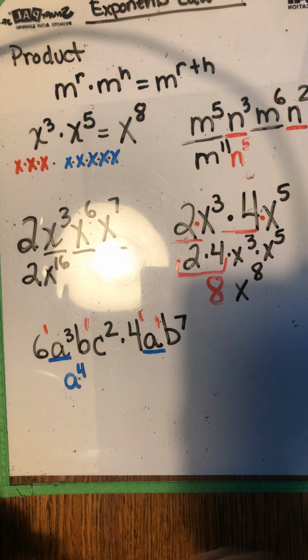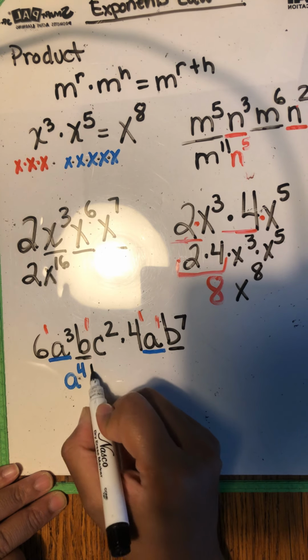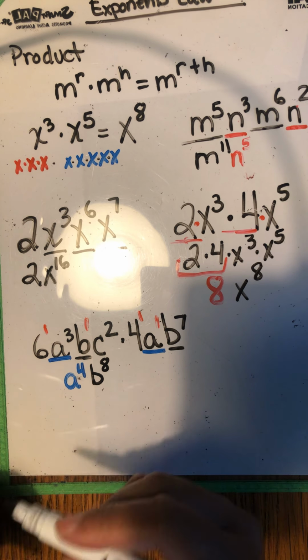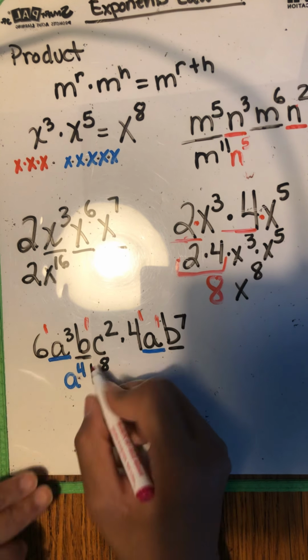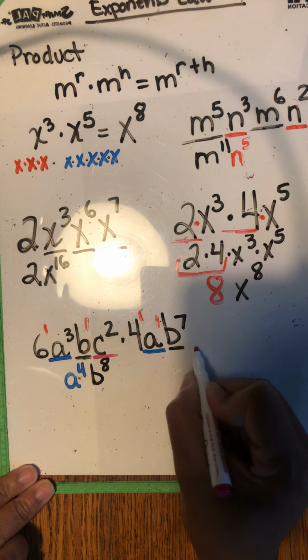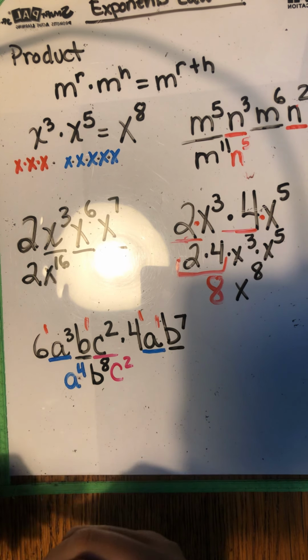Let's check out our B's. I have 1 B and 7 B's. 1 B and 7 B's gives you 8 B's. Let's check out our C's. Well, I only have this set of 2 here. I don't have any C's over here. I still have 2. I have 2 C's.